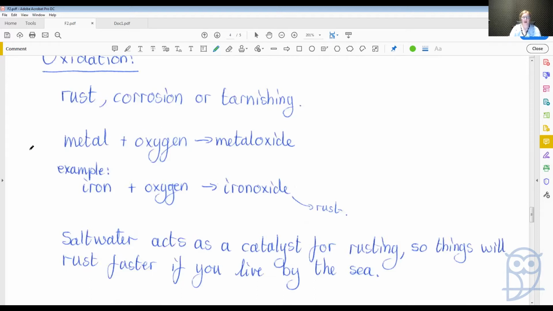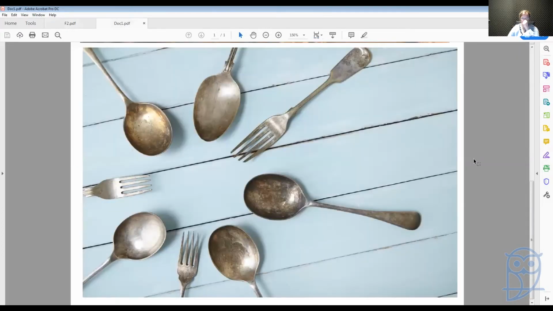Okay, so what happens here is we have a metal that combines with some oxygen in order to give us a metal oxide. So here's our example. Iron plus oxygen gives us an iron oxide. This is our normal rust. Salt water acts as a catalyst for this kind of reaction, so things tend to rust faster if you are living by the sea. So I have a few pictures to show you guys.